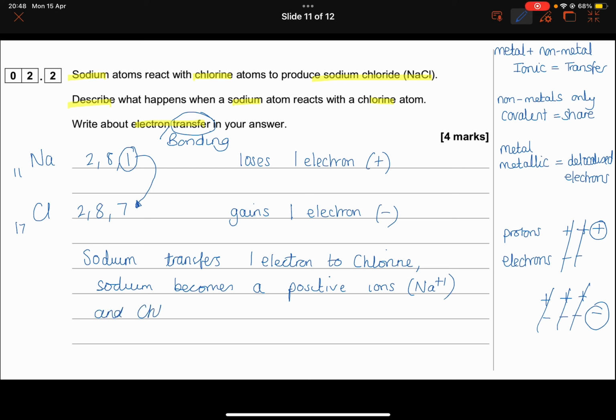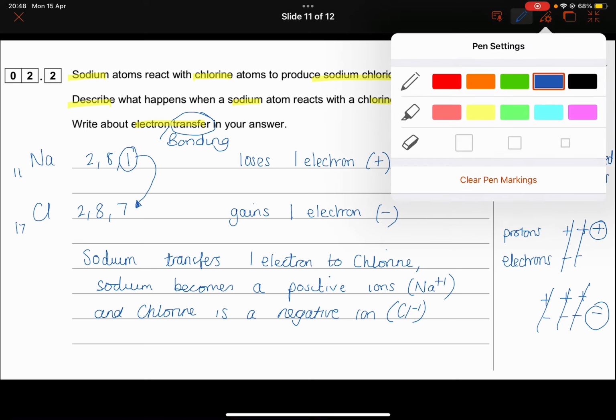And chlorine is a negative ion. And that would be Cl-1. You could just put minus, you don't have to put the 1. When it is a 1, you can just put the plus or minus.